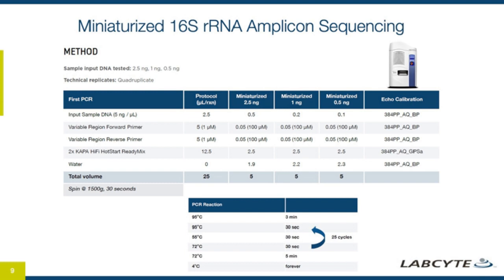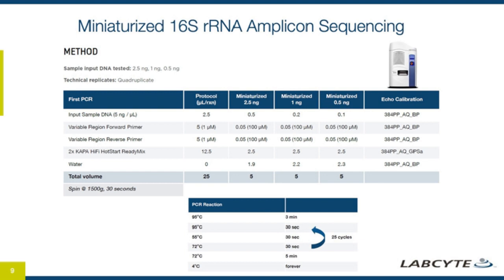The other great thing about the Echo is you'll see in the protocol for the forward and reverse primers, the protocol recommends using a 1 micromolar concentration and high volume, whereas with the Echo, we can use master stock concentration with very low volume. So you'll see we're transferring 50 nanoliters of 100 micromolar primer, which is still an equivalent ratio to the protocol.